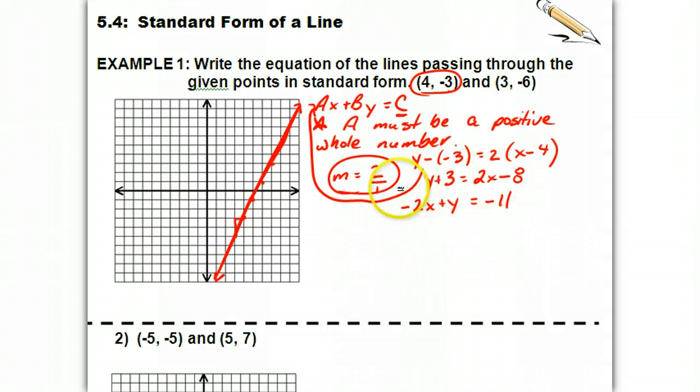Okay, so we're pretty close here, but we've got to go look at our rule, and it says for standard form that A must be a positive whole number. So because this is an equality here, I want to make this negative so that it's a positive, so I'm going to multiply both sides by -1. And because it's an equation, I can do that. Okay, I've balanced my equation out. I can do whatever I want to either side of these as long as I do the same thing to both sides. So here I'm going to get 2x minus 1y is equal to plus 11. Okay, and there's our standard form.